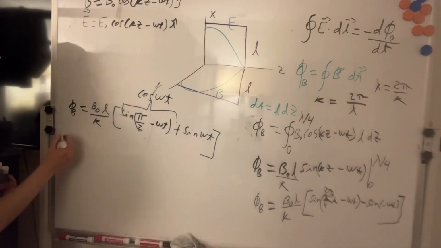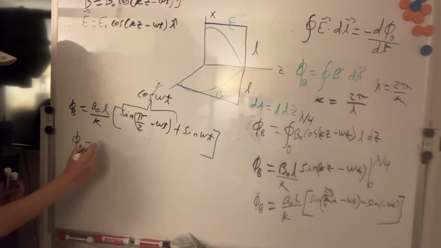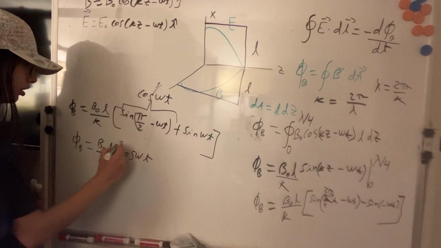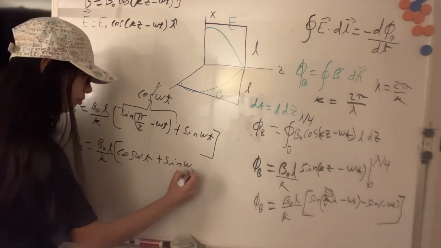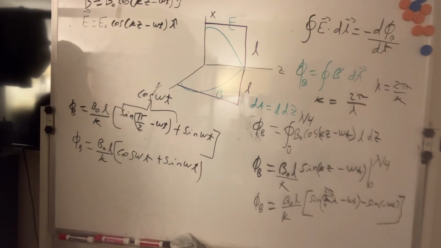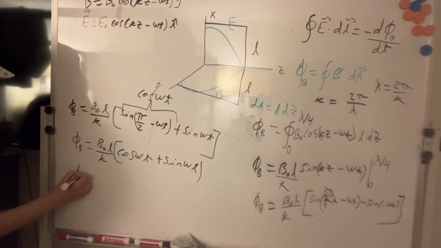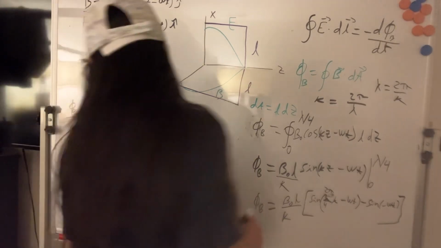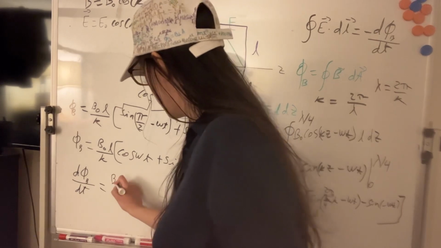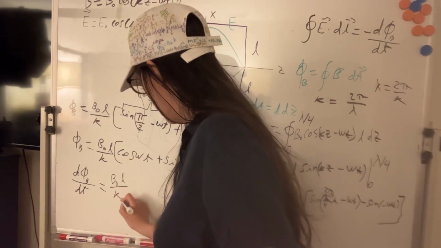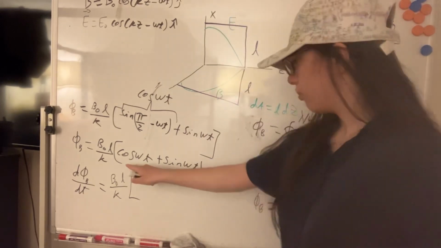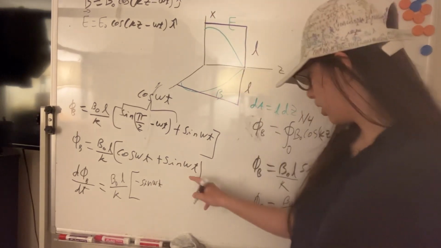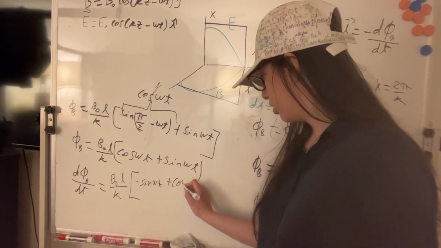So I have the magnetic flux is equal to B sub naught L divided by k times the cosine of omega t plus the sine of omega t. So now I want to take the time derivative of this with respect to time. So this is B sub naught L divided by k times the derivative of cosine omega t, which is negative sine omega t. The derivative of sine omega t is positive cosine omega t.